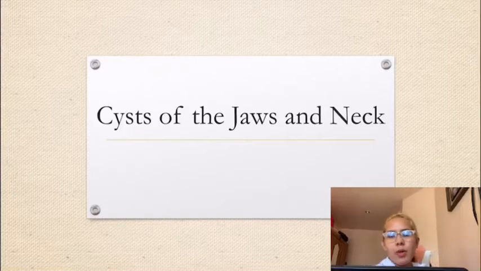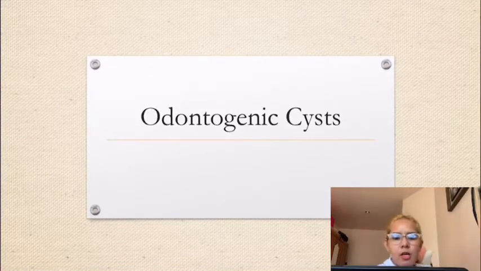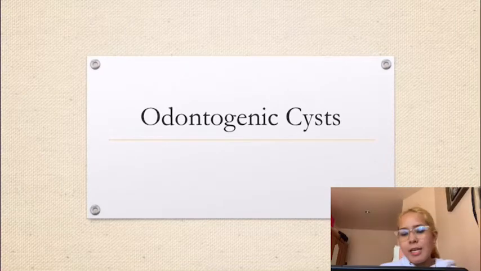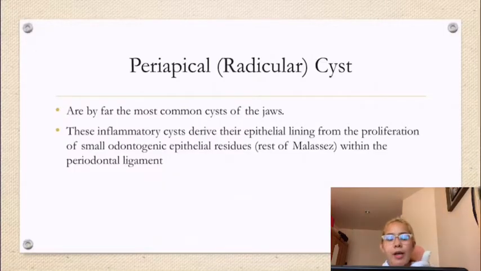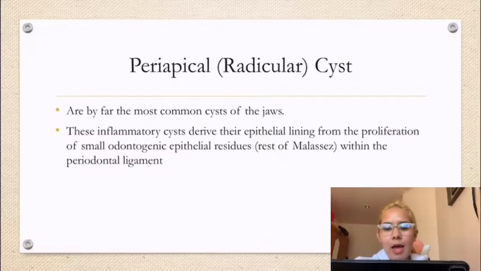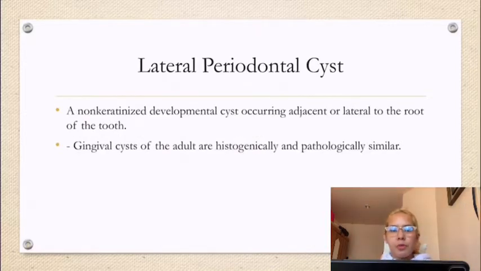So today we will be talking about the cysts of the jaws and neck. First are the odontogenic cysts. The periapical or radicular cysts are by far the most common cysts of the jaws. These inflammatory cysts derive their epithelial lining from the proliferation of small odontogenic epithelial residues, or the rests of Malassez, within the periodontal ligament.